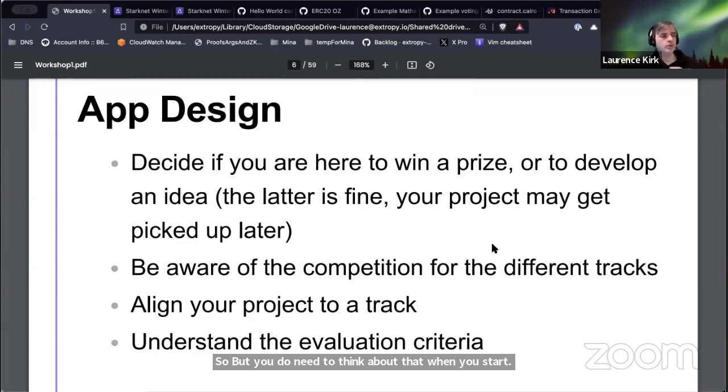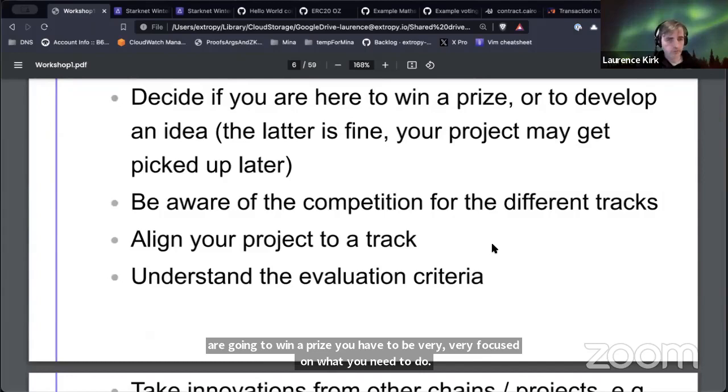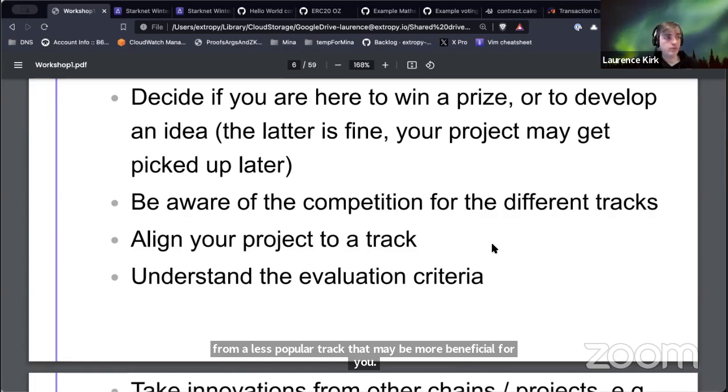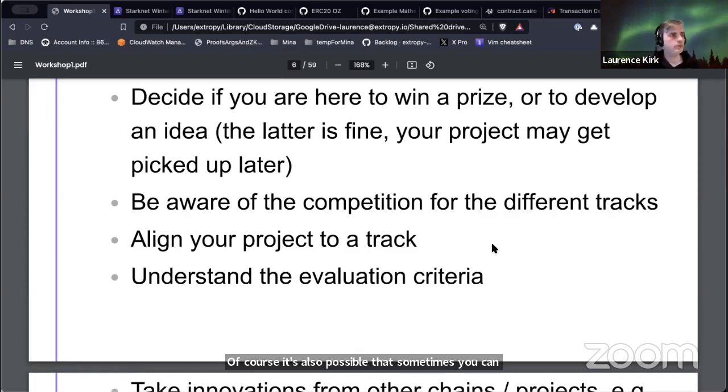Because if you are going to win a prize, you have to be very focused on what you need to do. So, as I said before, if you are going for a particular track, be aware of the competition within that track. Look at what other people are doing and make a judgment based on that about your realistic chances of winning a prize, because it may be that you could pick up quite a prize quite easily from a less popular track that may be more beneficial for you. Of course, it's also possible that sometimes you can enter multiple tracks. It's not always possible, but that can be possible. So do think about that as well.